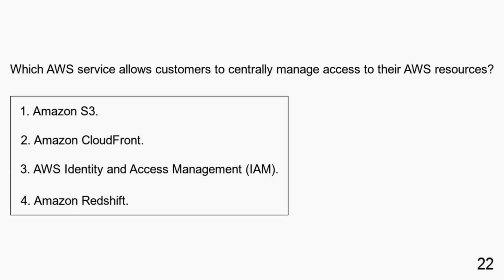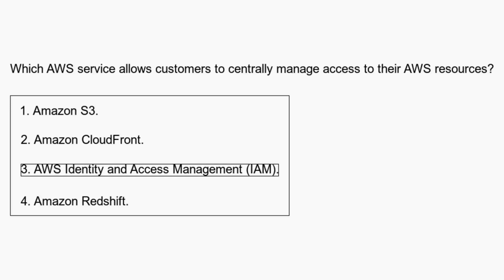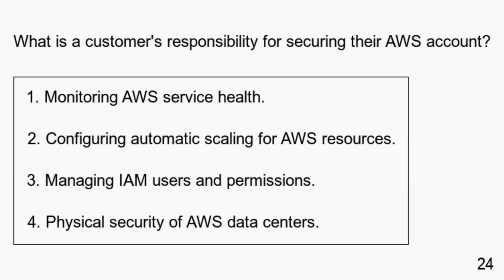Which AWS service allows customers to centrally manage access to their AWS resources? Amazon S3. Amazon CloudFront. AWS Identity and Access Management, IAM. Amazon Redshift. AWS Identity and Access Management, IAM, allows customers to centrally manage access to their AWS resources.